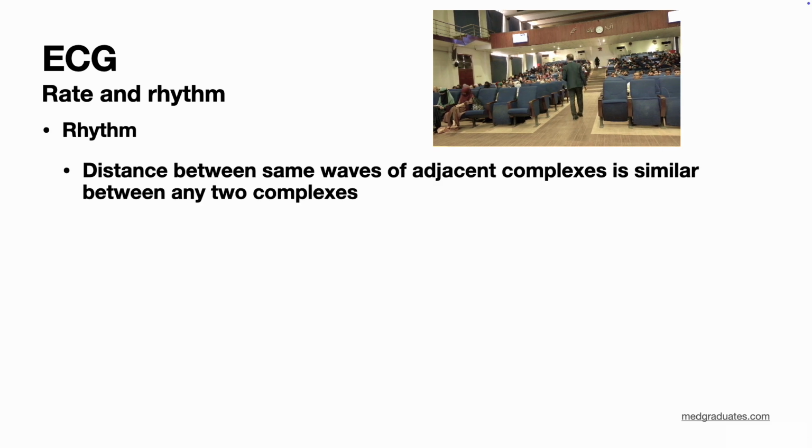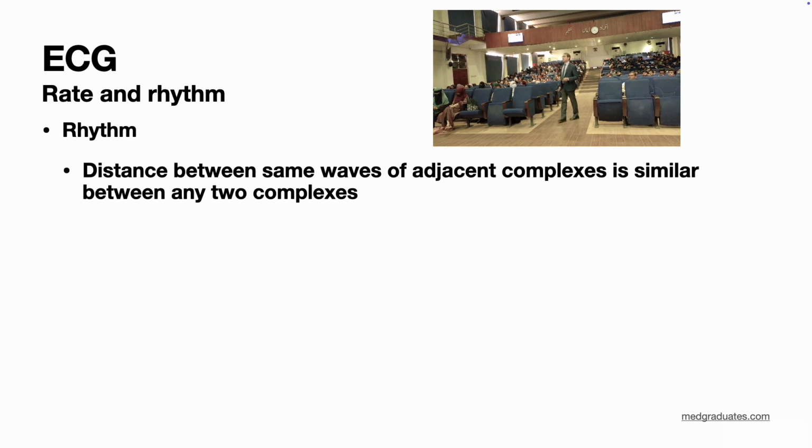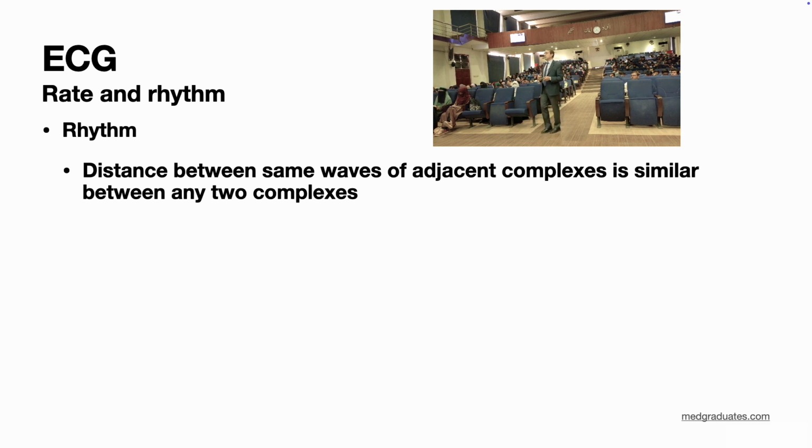Now, how do we calculate rate and rhythm on ECG? First, how do we see the rhythm? We can see it in any lead. The distance between the same waves of adjacent complexes is similar between any two consecutive complexes. Suppose we take the peak of the R wave. The distance between two adjacent R wave peaks is the same anywhere we measure it. We take the first and second R waves, the second and third, the third and fourth. The distance between these two adjacent peaks is the same. So this is the rhythm. If the distance is not the same, it means there is some rhythm disturbance. So calculation of rhythm is simple.